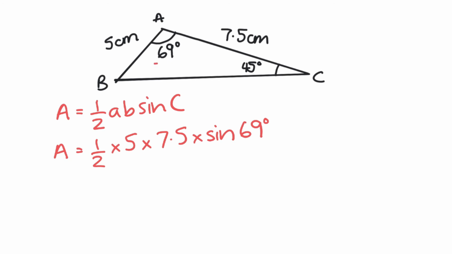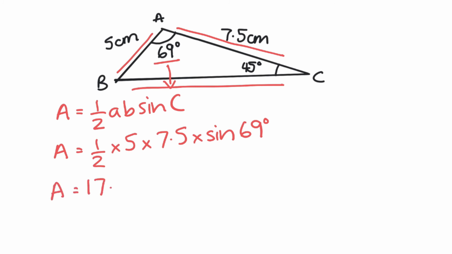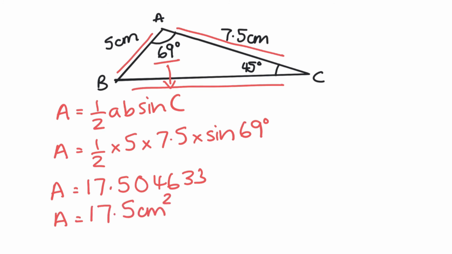We need to use this angle here because it isn't opposite a side that we know. So we've got a b side, we've got a c side, and this will be our a side. So that's why we need to use that angle. It needs to be a different one that isn't opposite a side that we know. So if we do this on our calculator, we've got area equals 17.504633. So to 3 significant figures, that's 17.5 centimetres squared because it's area.